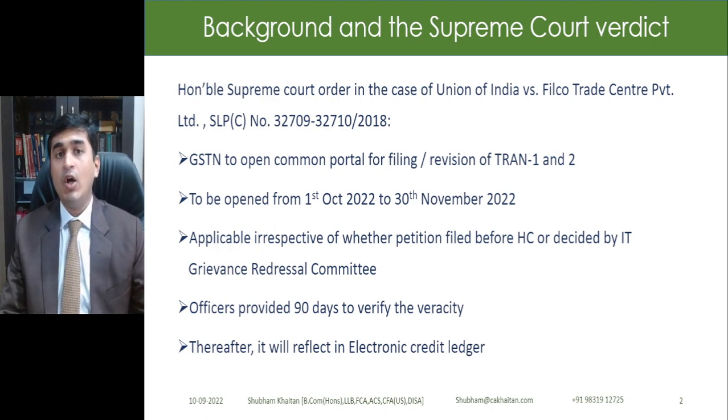So anyone who had filed a writ petition, or who had applied to the redressal committee, or a person who has not done any of this, a person who could not do any of this for any reason, in all these cases they are now allowed to file the transitional credit forms online once again. If they have already filed it and there was any scope of revision required, they can revise that also, right?